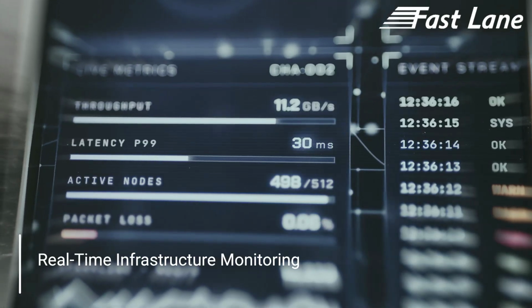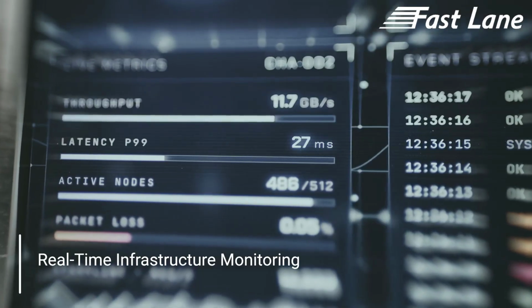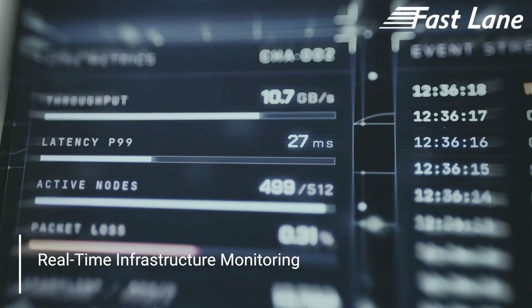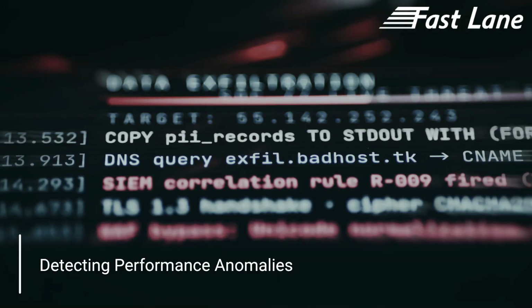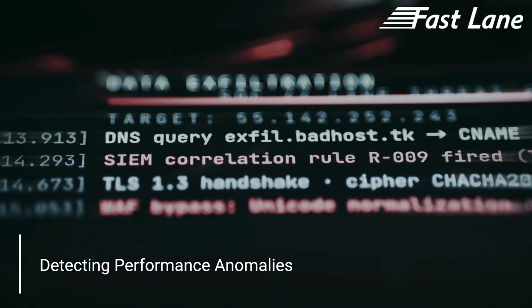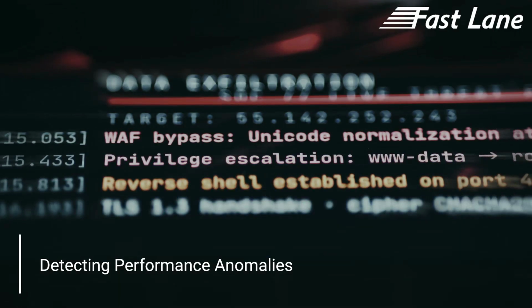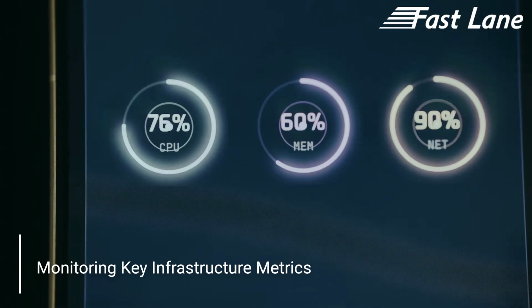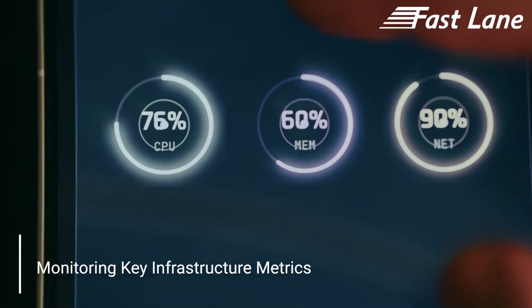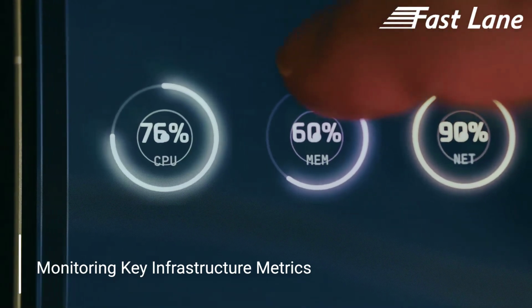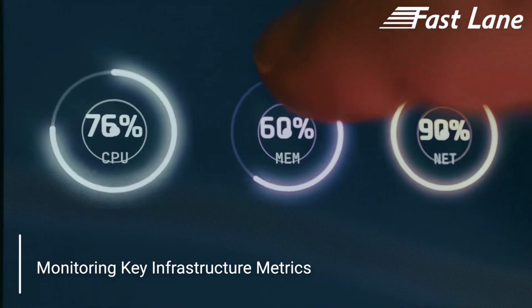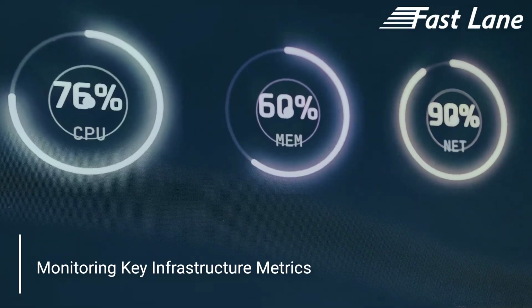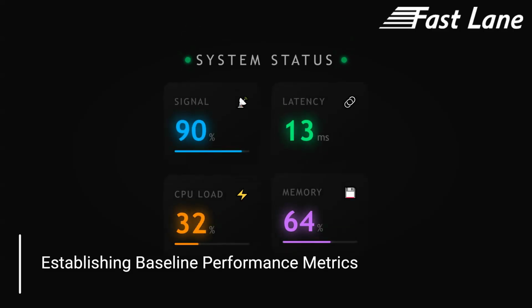Next, set up a monitoring system that can track the performance of your AI infrastructure in real time. This will help you detect any anomalies or abnormalities that may affect the system's performance. You can use tools like Prometheus, Grafana, or Datadog to monitor different aspects, such as CPU usage, memory, and network traffic.